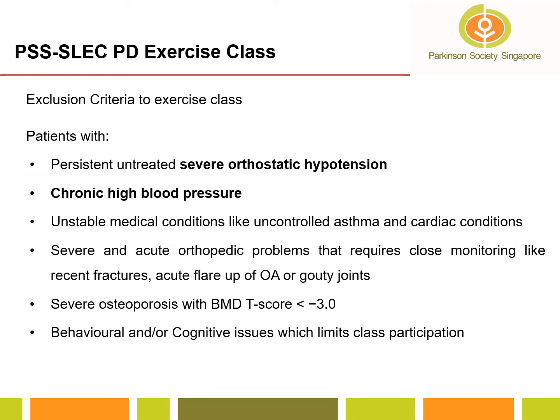So these are some of the exclusion criteria to the exercise class. So for patients or clients with persistent and untreated severe orthostatic hypotension, they have chronic high blood pressure, or they have unstable medical conditions such as uncontrolled asthma or cardiac conditions, or they have severe and acute orthopedic problems that require close monitoring, for example, some recent fractures or any acute flare-up of their OAs or gout problems, or they have severe osteoporosis with a BMD T-score less than -3, or they have some behavioral or cognitive issues that may limit class participation.